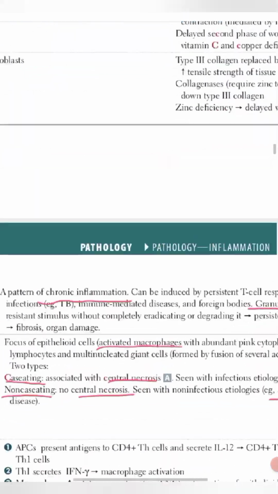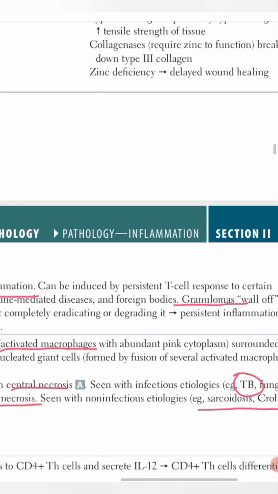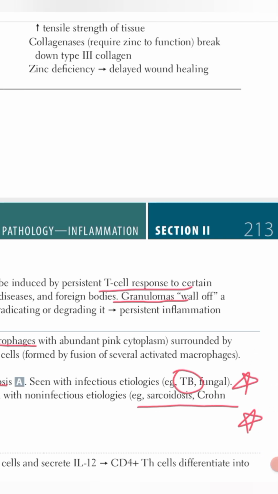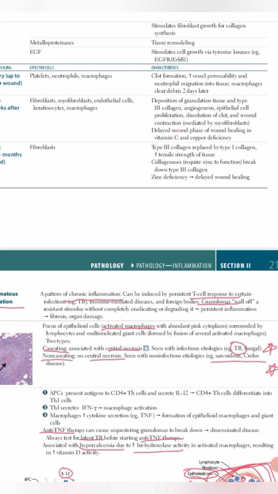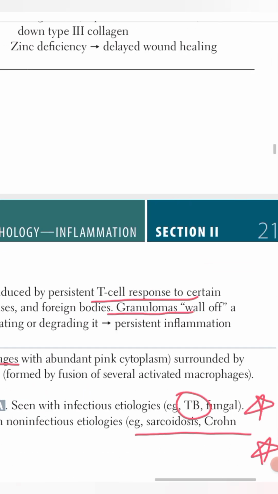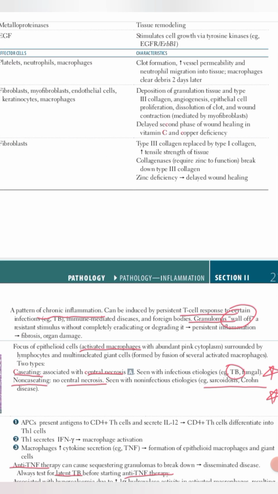So if we see from here, it is a pattern of chronic inflammation induced by persistent T cell response to certain infections, TB or immune mediated disease or any foreign bodies. They basically wall off a resistant stimulus without completely eradicating or degrading it. There is persistent infection which will lead to fibrosis and organ damage.